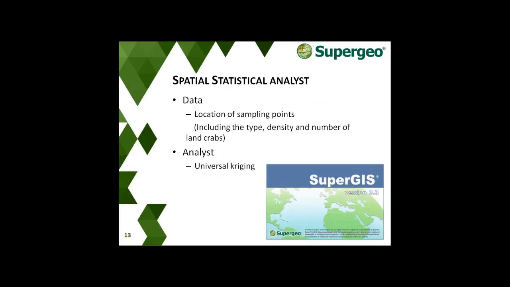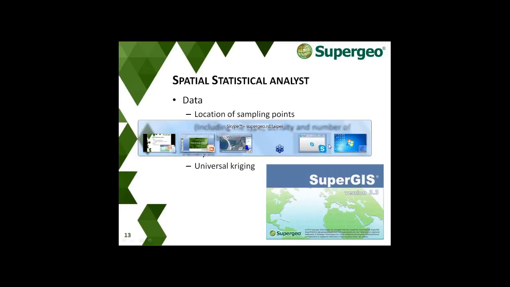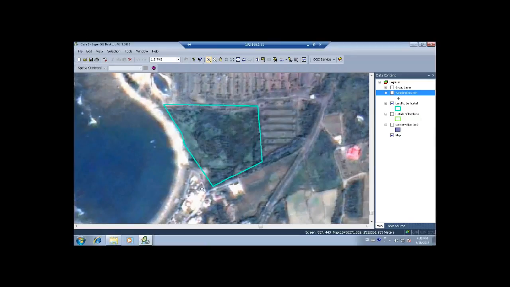Now I'm going to use SuperGIS Desktop to show you how to use kriging analysis in SuperGIS Desktop. Now you can see this is the interface of SuperGIS Desktop, and the area with the blue boundary is the land to be a hotel. Let's see the detail about this land. This land is going to be separated into 3 parts. One is designed for the hotel, the middle part is designed to be the parking lot, and the left one is for the staff building.